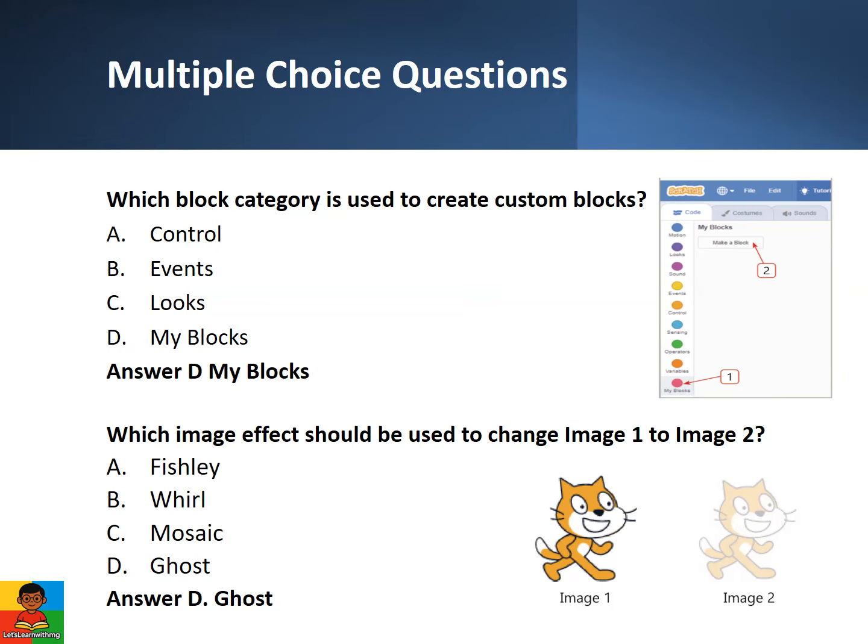Which image effect should be used to change image 1 to image 2? A. Fisheye. B. Whirl. C. Mosaic. D. Ghost. Correct answer, D. Ghost.